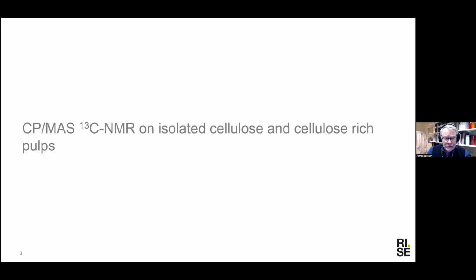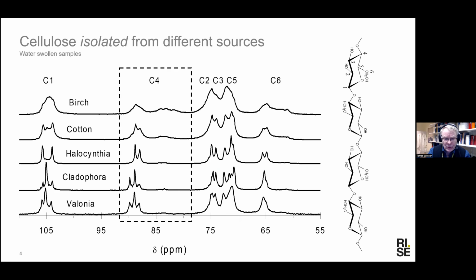So I start with this, and this is cross-polarization, magic angle spinning, carbon-13 nuclear magnetic resonance spectroscopy. We look at isolated cellulose and cellulose-rich pulps, and we want information about the supramolecular structure. If you look at celluloses isolated from different sources in nature, you get spectra that look something like this, all recorded in the water swollen state. And it's obvious to the naked eye that there are differences between these spectra.